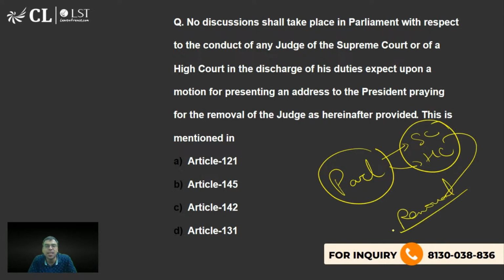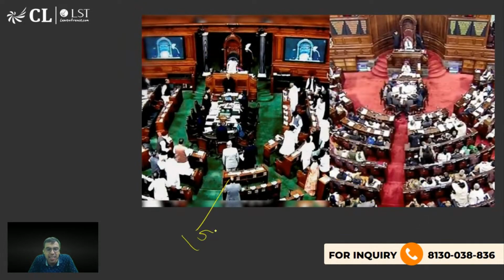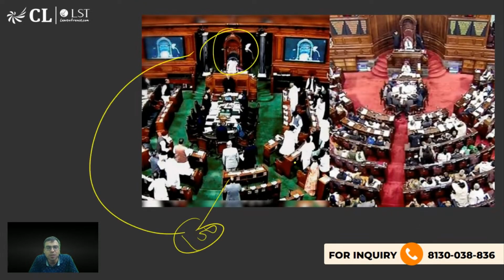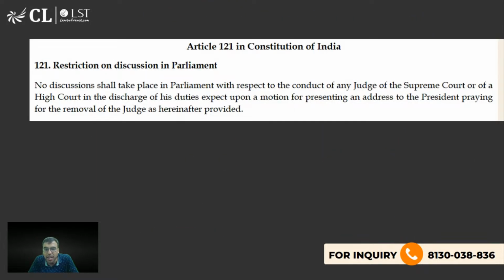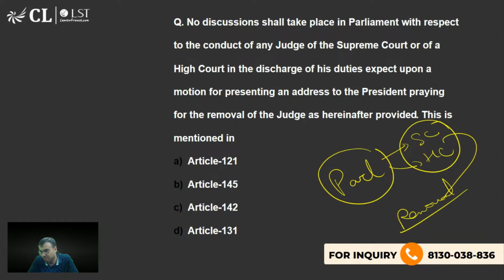Removal process has been accepted means that either 100 members have signed here and the Speaker has accepted it, or 50 Rajya Sabha MPs have signed it and the Chairman has accepted. If that is the case, it means the removal process has started. Now you can discuss the conduct of that particular judge in Parliament. Otherwise, you cannot. So which article says this?